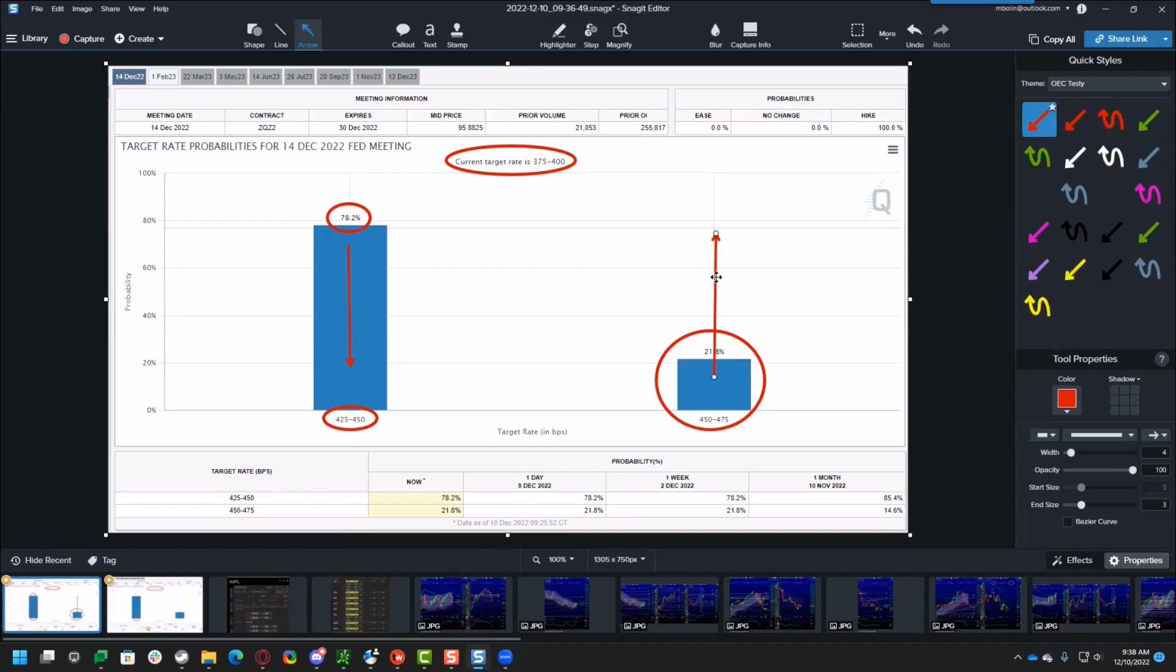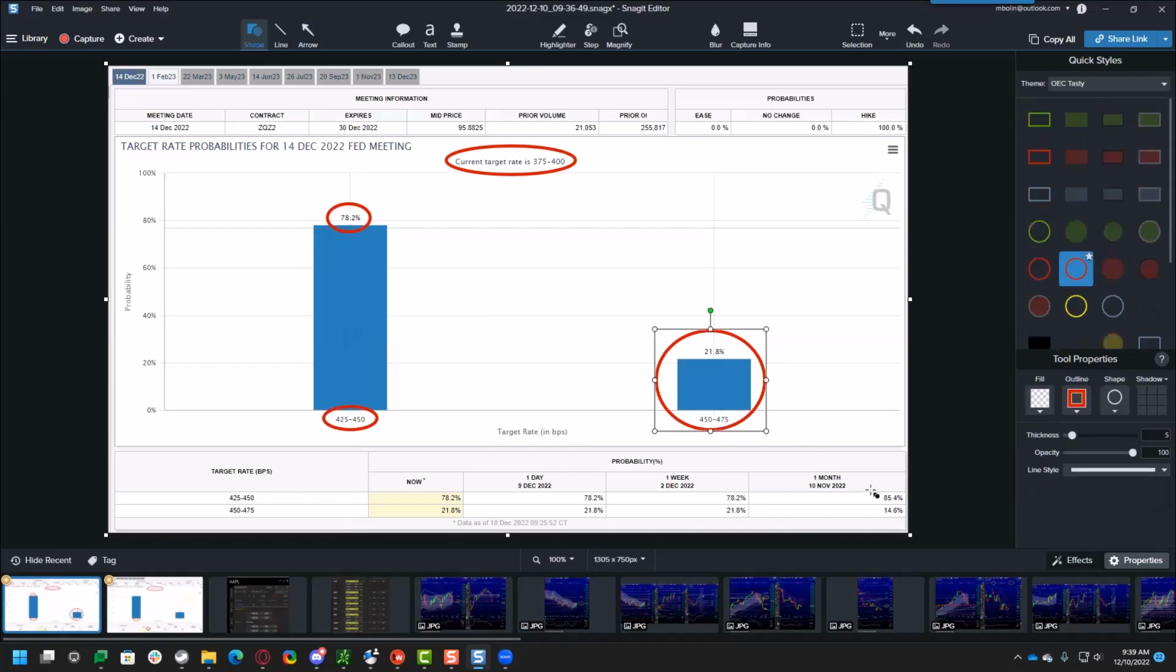Okay, so the expectation is for a 50 basis point rate hike on Wednesday. That's not a surprise. And you can see that it's been maintaining a 75% chance of a 50 basis point rate hike since December 2, the first of the week. Over the last month, it decreased only a little bit. A month ago, there was an 85% chance we were going to get a 50 basis point rate hike, and we're still sitting at a 78% chance.